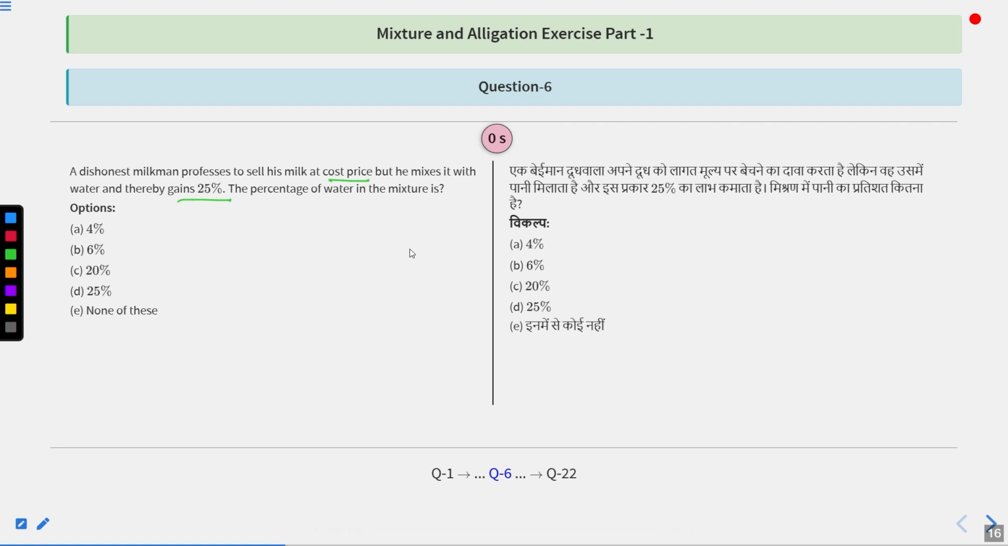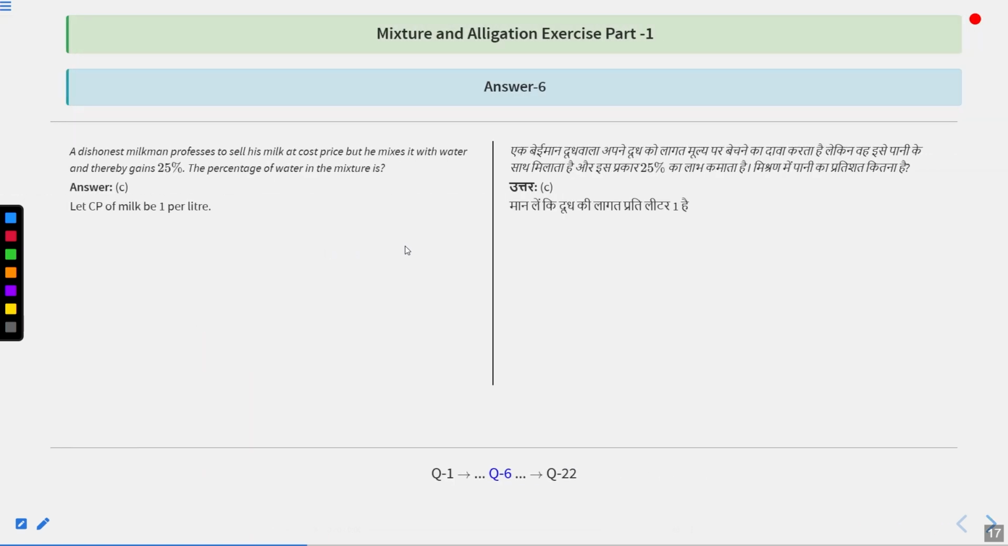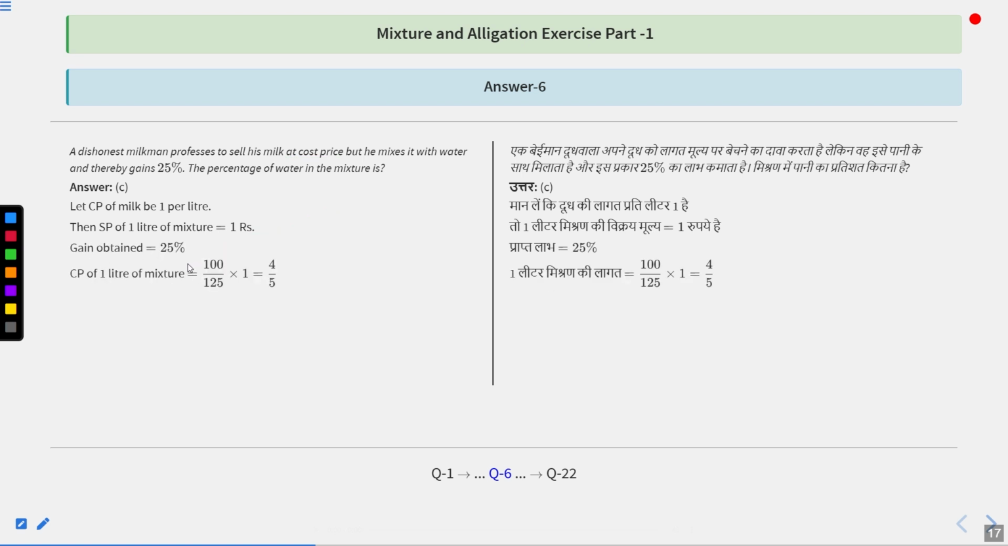Now time's up. Let's see the solution. Let the CP of milk be 1 rupee per liter. So the selling price of the mixture will be 1 rupee, because it is said that the dishonest shopkeeper sells the milk at cost price. Now the gain obtained is 25%. So the actual cost price of the mixture will be 100 upon 125 multiplied by 1, because we take the selling price as 1 rupee. So the cost price will be 4 by 5 rupees.